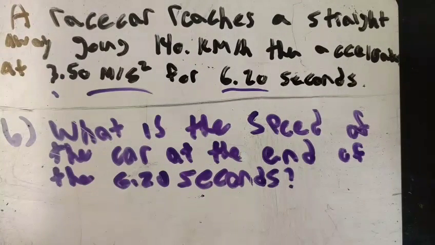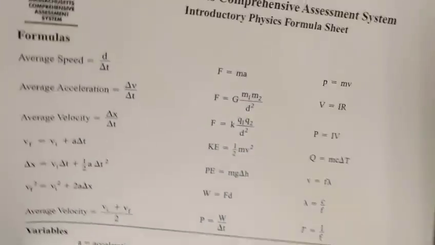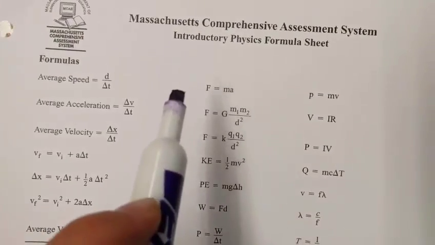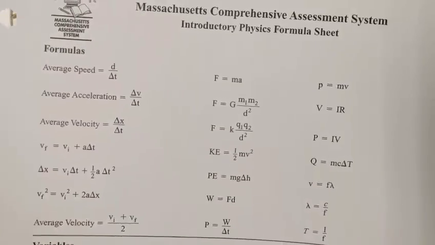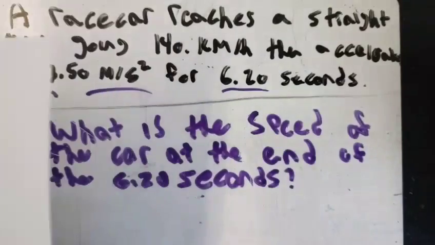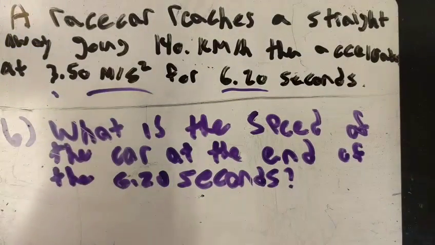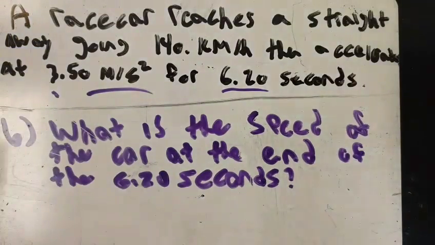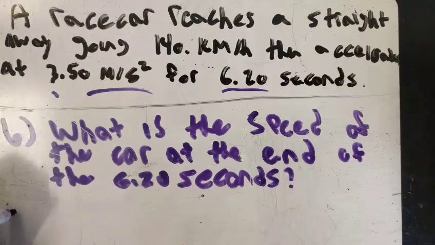So the second part of this problem is, what is the speed of the car at the end of the 6.2 seconds? This is a kinematics problem, and kinematics is the study of motion. And fortunately for us, we can solve most of kinematics with this row of formulas right here. So when looking for what formula to use, I always look at my given values and my find values. So I'll write them down right here.